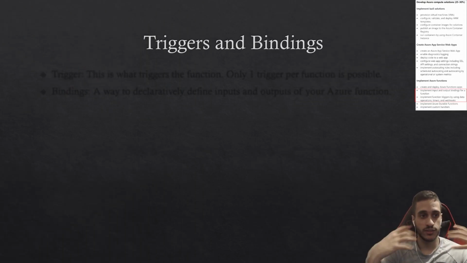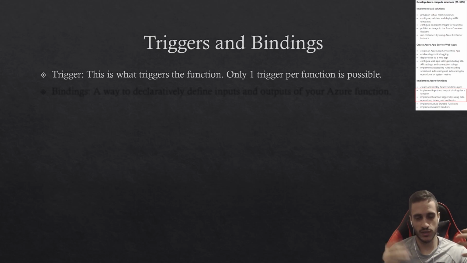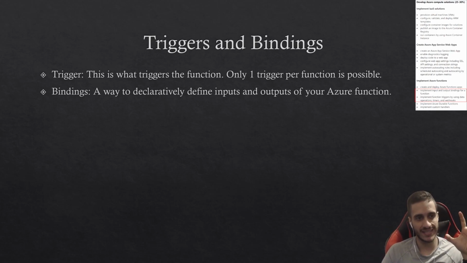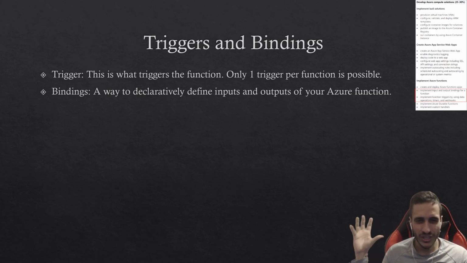Next, let's talk about triggers and bindings. So on Azure Functions, we have the concept of a trigger, which is the thing that triggers the function itself. And you can only have one trigger per Azure function. Next, we have what is known as bindings. And this is a way to declaratively define inputs and outputs from your Azure function. So it's simply a way to make it easier to connect to different Azure resources.